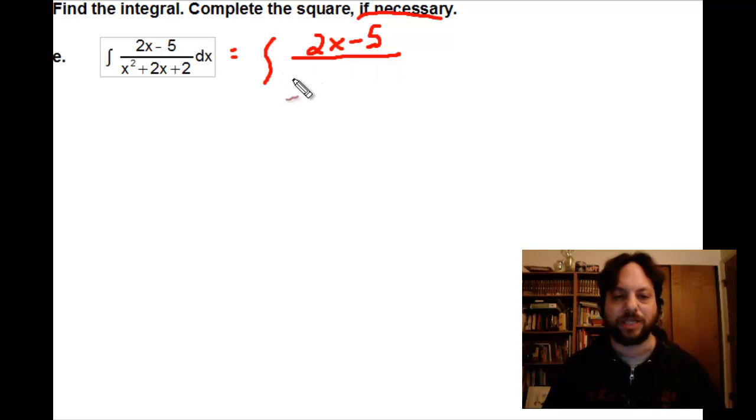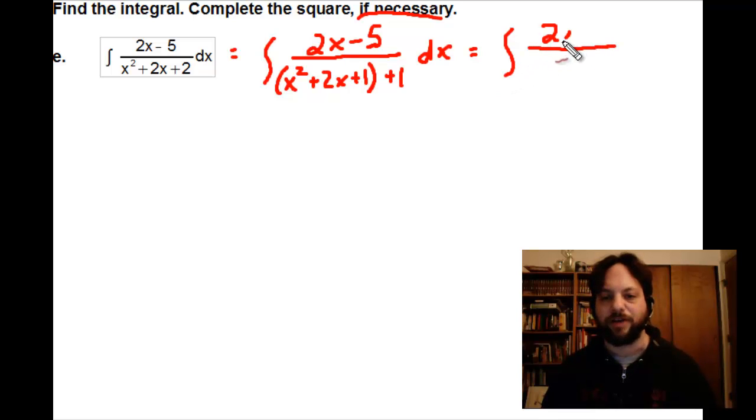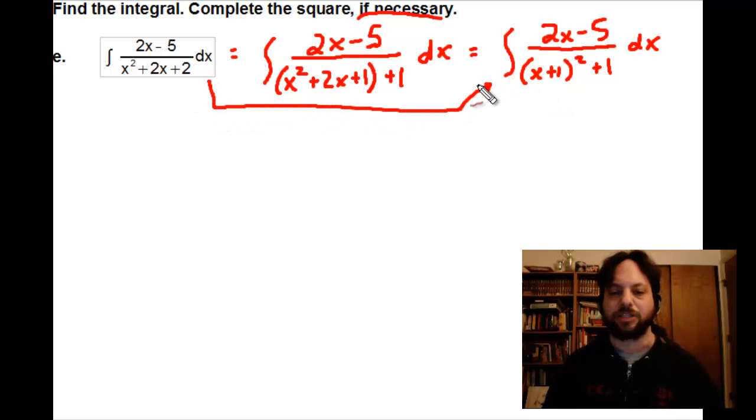But for the sake of this, I will say that the square will be x squared plus 2x plus 1. And then, of course, left over from there, to get to the plus 2, we just have another plus 1 kind of hanging out. And what that means is that our actual integral that we're going to be dealing with here is going to say 2x minus 5 on top, and on the bottom we'll have quantity x plus 1 squared plus 1, and don't forget the dx. So here is the completed square version of our original problem.